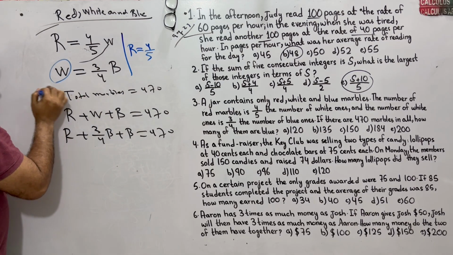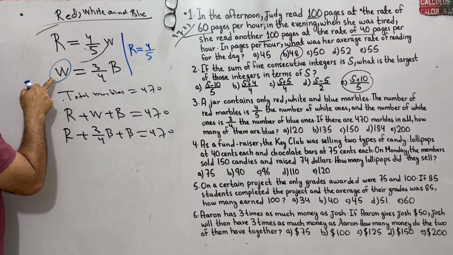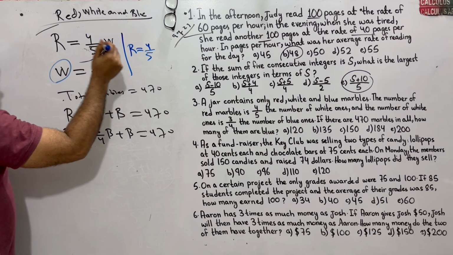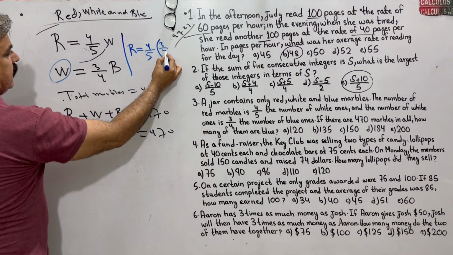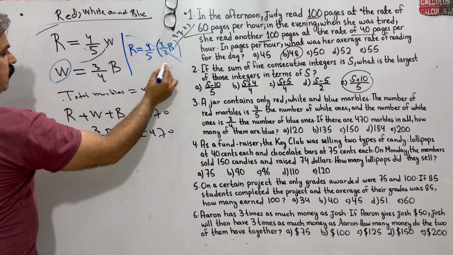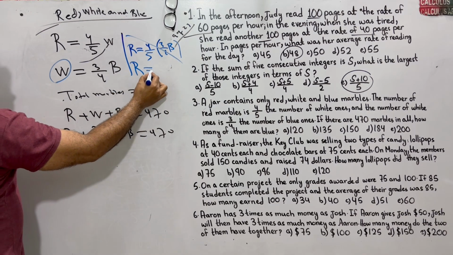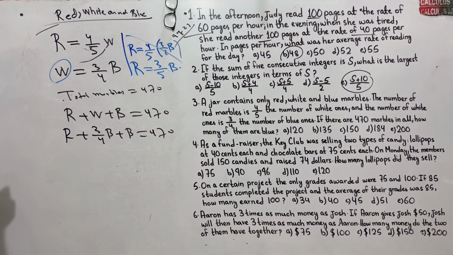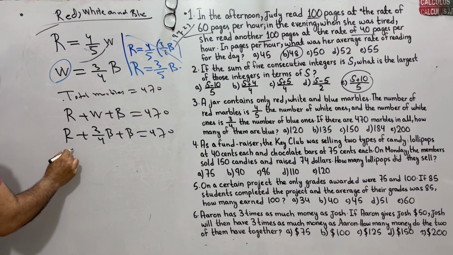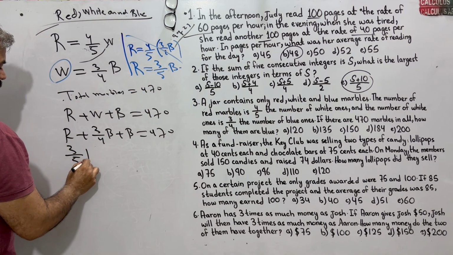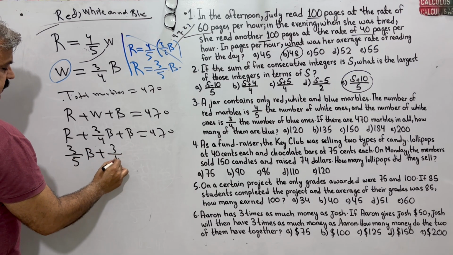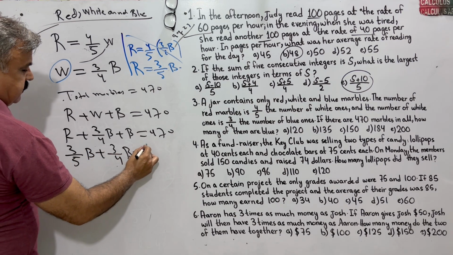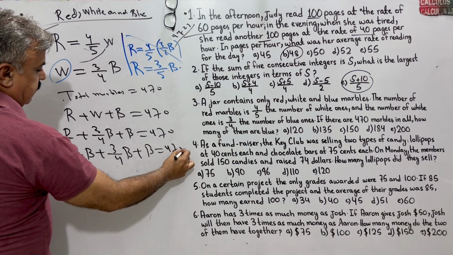I am plugging in the value of W. It will become 3 over 4 blue. The 4 cancels out. Red marbles are 3 upon 5 of the blue. So instead of red marbles, I can write 3 upon 5 blue marbles plus 3 upon 4 blue plus blue is equal to 470.